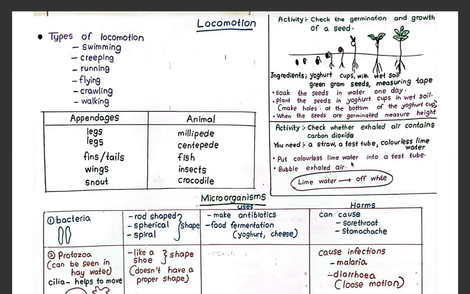Put colorless lime water into a test tube. Test tube එකකට colorless lime water ටිකක් ගන්නවා. Then bubble exhaled air. අපි straw එක හරහා අපි වාතය test tube එකට දානවා. So bubble exhaled air. Then what can you see? You can see lime water change its color to off-white. So the color of lime water gets changed into off-white.